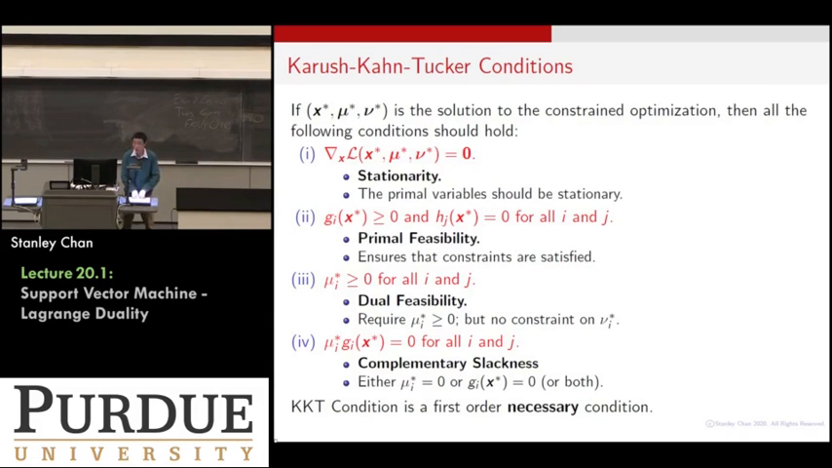There's no such constraint for the equality constraint. If you recall, many lectures ago when we talked about the equality constraint, there is no such condition on the equality constraint dual variables. But for the inequality, we do need to have this criterion.